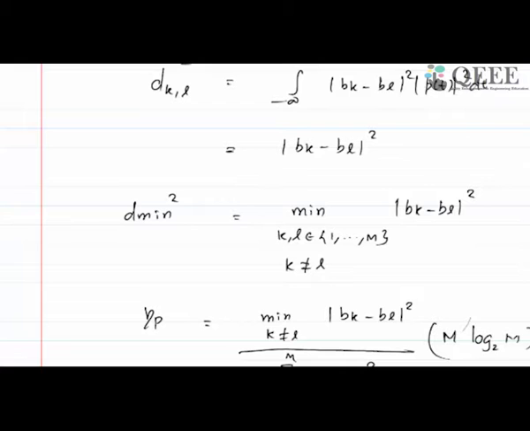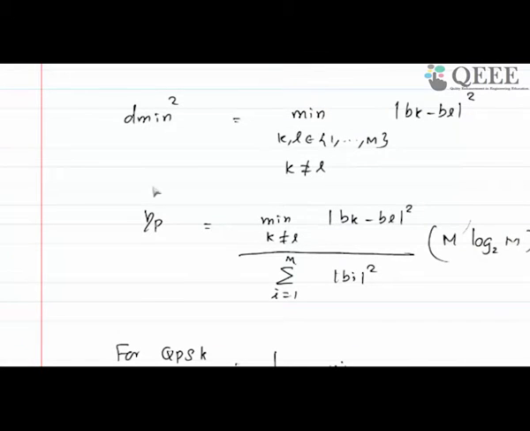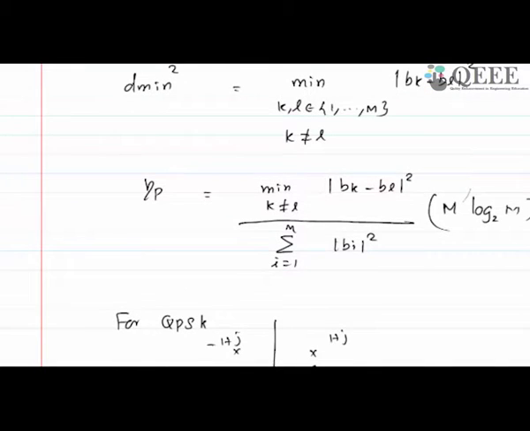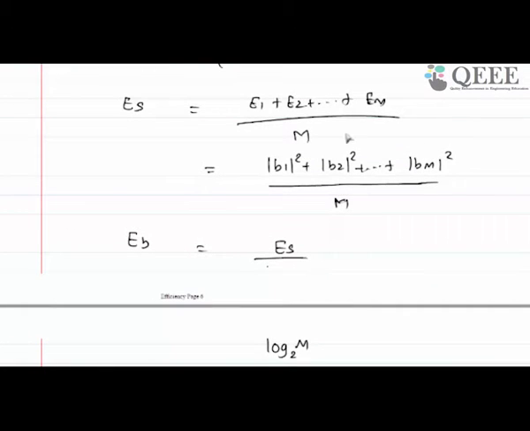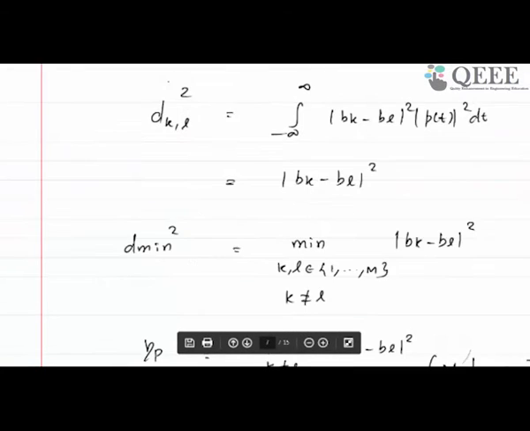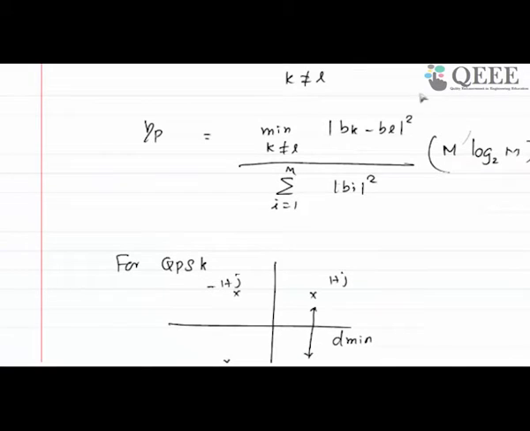And so now the power efficiency is d min square divided by the average energy per bit. The average symbol energy is this and EB is this. So when I substitute, this is what I get for power efficiency.